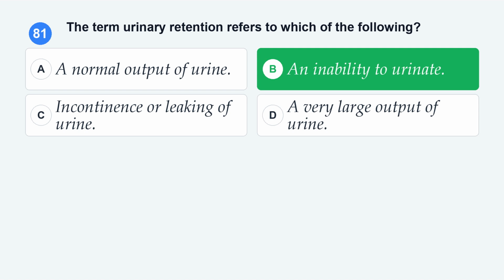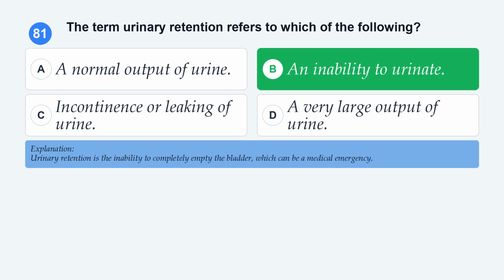The correct answer is option B. An inability to urinate. Explanation. Urinary retention is the inability to completely empty the bladder, which can be a medical emergency.